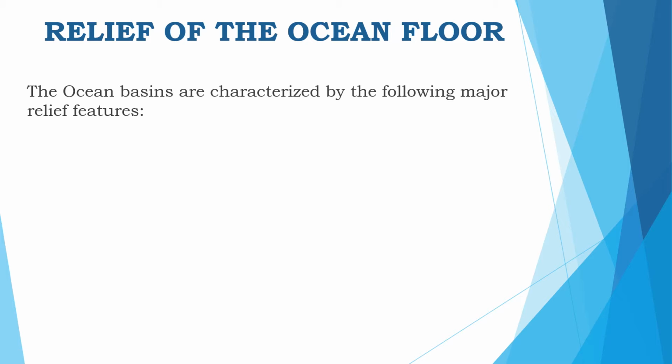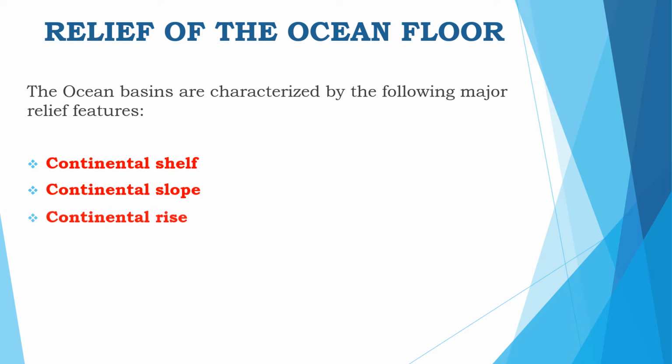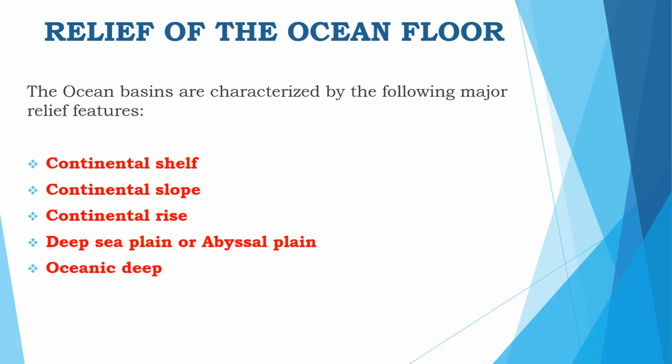The relief of the ocean floor. The ocean basins are divided into the major relief features: the continental shelf, continental slope, continental rise, deep sea plain, oceanic deep, and oceanic ridge. Now let's see them one by one.